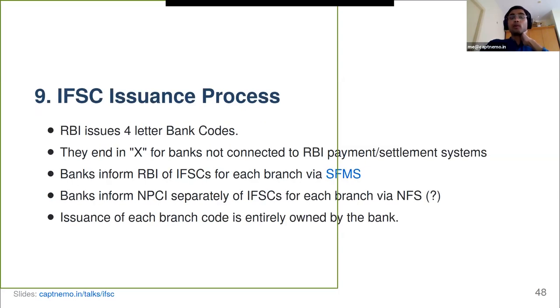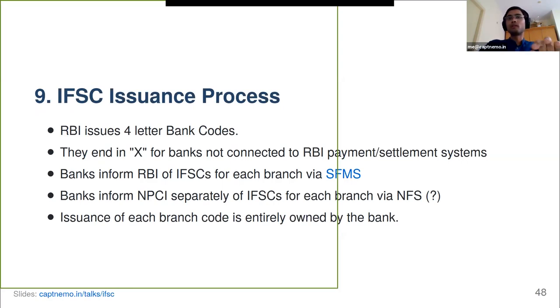This is what I found out about the IFSC issuance process. The way it works is when you register as a bank within the RBI network, RBI issues you a four-letter bank code. The four-letter code ends in an X for banks that are not connected to the RBI payment settlement systems. This happens usually via SFMS, in case you're not connected to it, which is the case for small rural banks, regional banks. Your assigned four-letter code will end in an X.